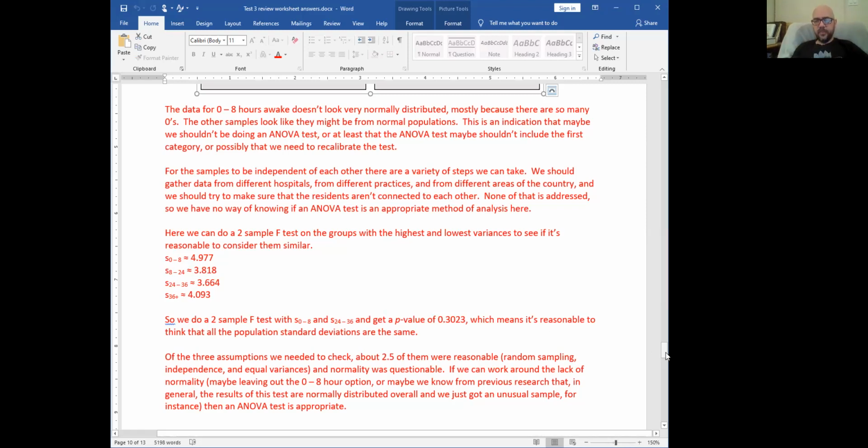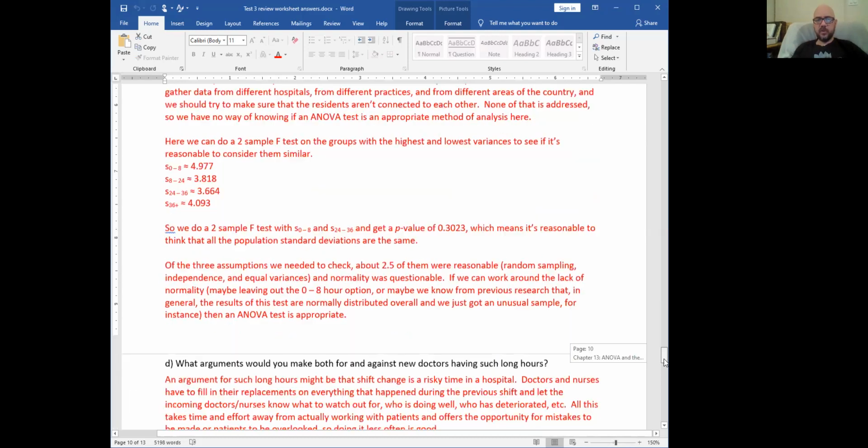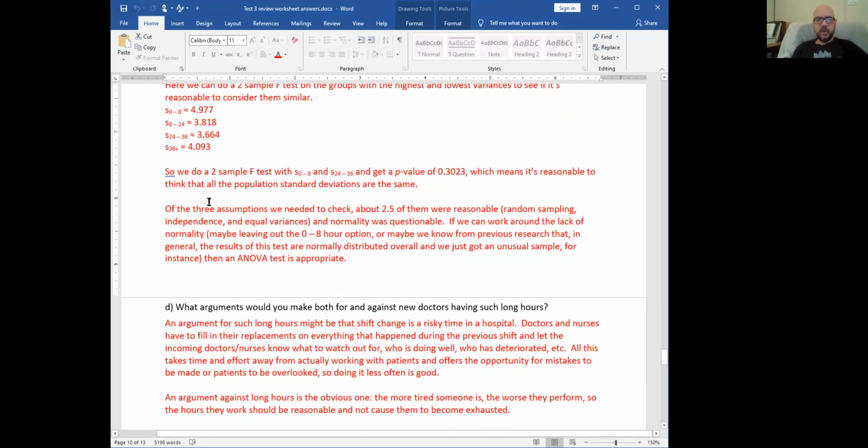So here is my final conclusion, right? Of the three assumptions we needed to check, about 2.5 of them were reasonable. Random sampling, independence, equal variances; normality was questionable. If we can work around the lack of normality, then an ANOVA test is appropriate.